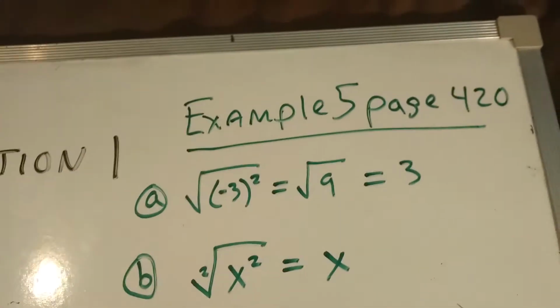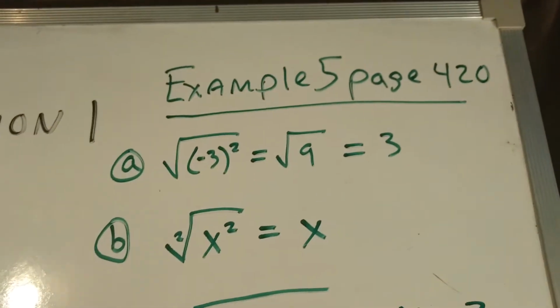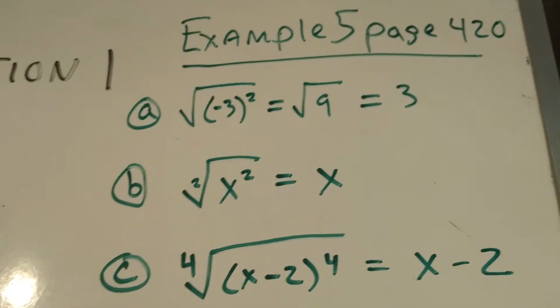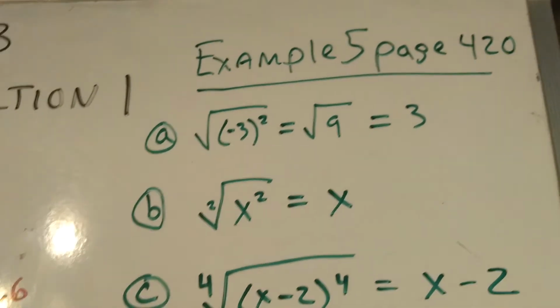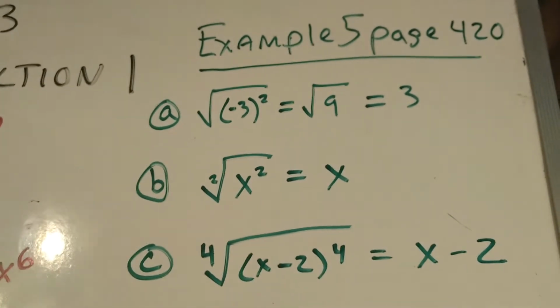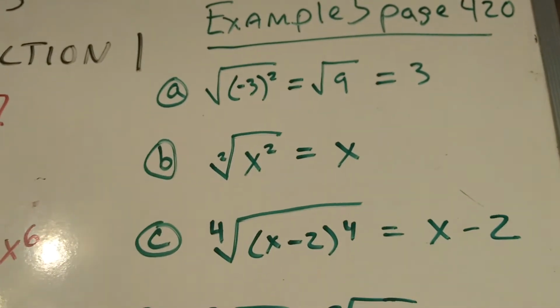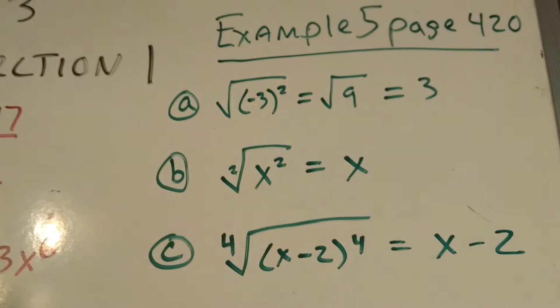Now we go to example 5, which is on page 420. In terms of this one, you've got to know how to work radicals, and for that matter, all the problems we're going into now, because there's keys that give it to you.